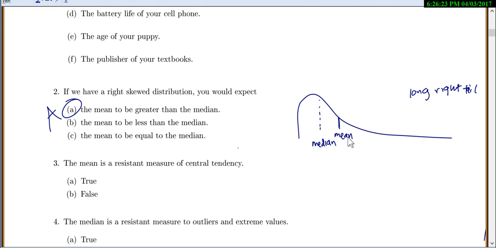And because the mean can be pulled a lot, we would say that the mean is not resistant. What about the median though? Does the median change very much? The median doesn't change very much, so the median is resistant. When we say resistant, we just mean it's not going to change a lot due to extreme values, long tails, or outliers, but the mean definitely changes.